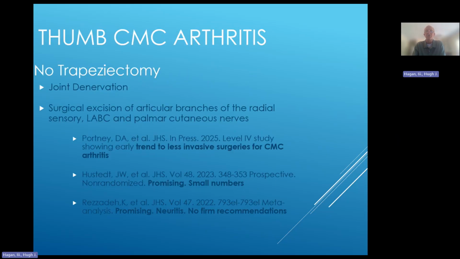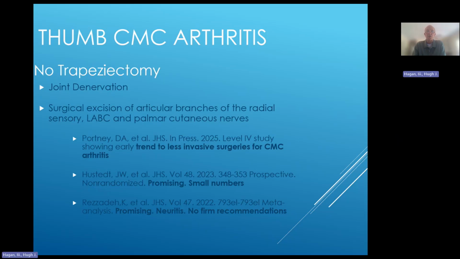This is surgical excision of articular branches from the radial sensory, lateral antebrachiocutaneous and palmar cutaneous branch of the median nerve, branches into the articular capsule of the joint. There is some growing support for this in these three articles that I listed here. They have a growing body of follow-up.